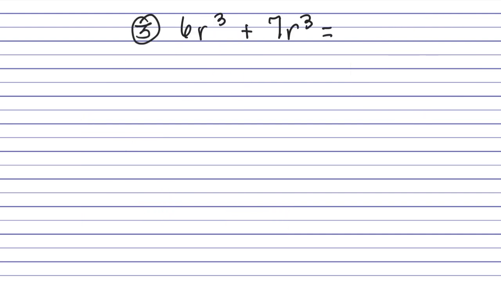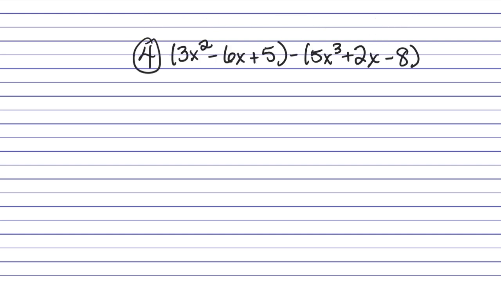All right, the next one, you have 6r cubed plus 7r cubed. What we're looking at here, since this is an addition problem, we're going to look for variables that are the same. So what I notice is that I have an r cubed and an r cubed. So I have 6r cubed, and then I have another 7r cubed. So all together I have 13r cubed.